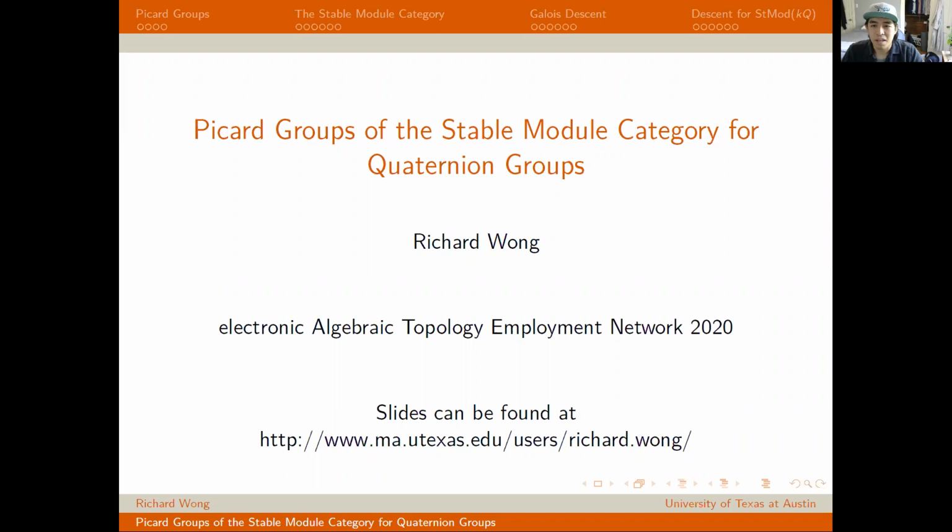I'm Richard Wong. I'm a grad student at UT Austin working with Andrew Blumberg, and my research applies the computational methods of homotopy theory to answer questions about the modular representation theory of finite groups. Namely, as the title says, I use descent methods to compute the Picard groups of the stable modular category, in the special case for the quaternion group of order 8, and for generalized quaternion groups.